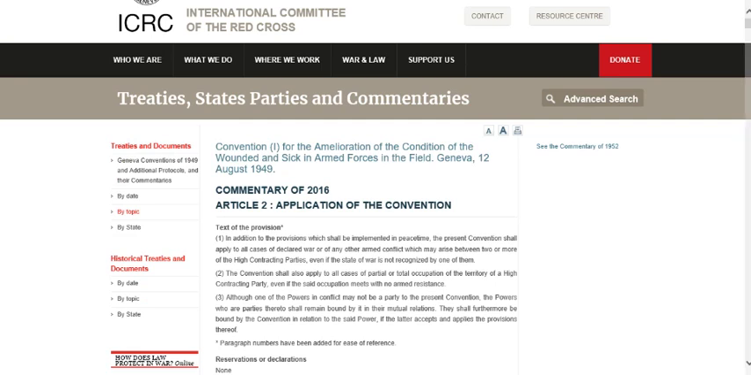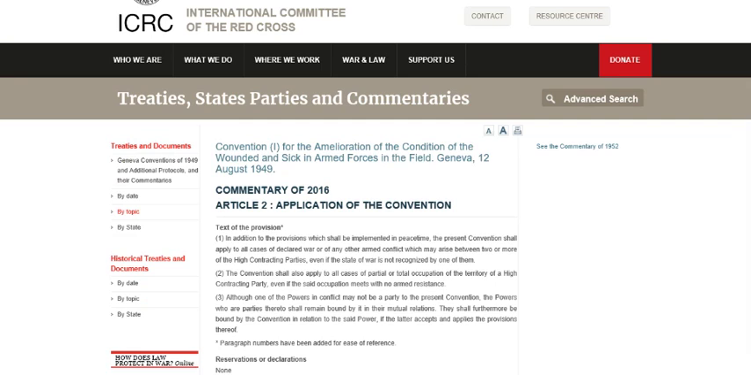Commentary of 2016, Article 2, Application of the Convention. In addition to the provisions which shall be implemented in peacetime, the present convention shall apply to all cases of declared war or of any other armed conflict which may arise between two or more of the high contracting parties, even if the state of war is not recognized by one of them.